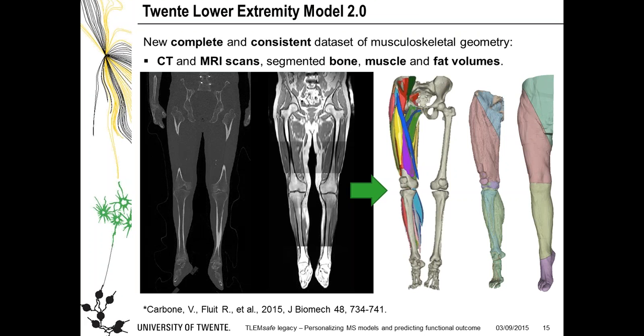For these reasons, we created the Twente lower extremity model 2.0, a new complete and consistent dataset of musculoskeletal geometry based on a single cadaver specimen. TLEM 2.0 includes CT and MRI scans and segmented bone surfaces, muscle volumes, and external fat and skin layers.